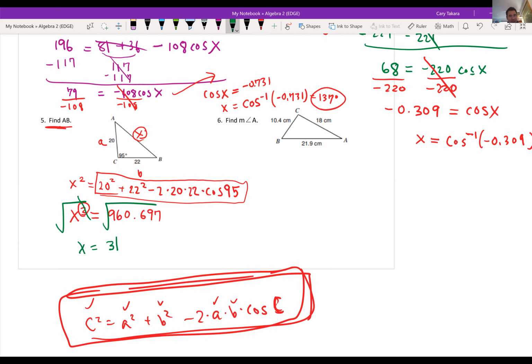I know we've been at it for a long time, but you guys have a little bit of gas left for the last problem. Okay, let's finish this up. We're trying to find the angle A. So that's the angle that we are after. So which one is A and B? Again, the sides that we are focusing with the angle. So 18, I'm going to call A, and B is going to be 21.9. Okay, and then the little c is going to be 10.4.